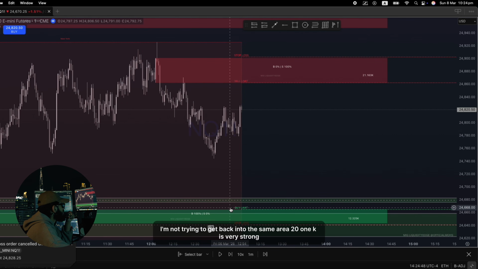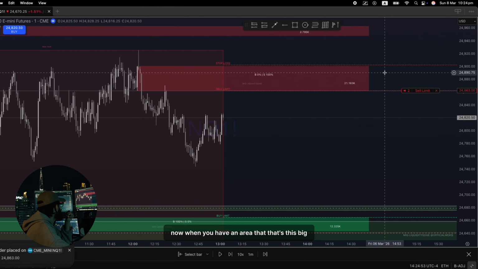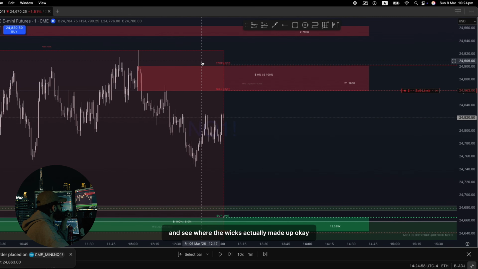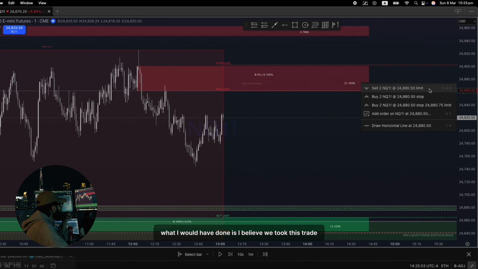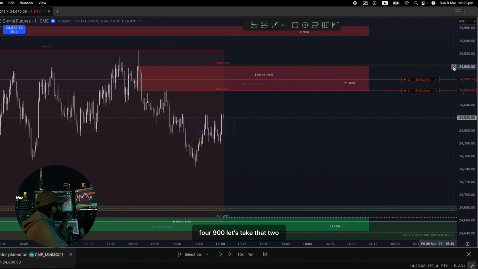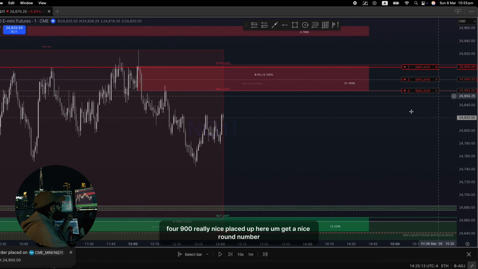I'm not trying to get back into the same area. 21K is very strong. Now, when you have an area that's this big, what I tend to do is look left and see where the wicks are actually made up. Okay, if I really want to be a degenerate, what I would have done is, and I believe we took this trade, take 24880, and remember what I said earlier, take 24900. Let's take that 24900, really nice, placed up here. Get a nice round number.